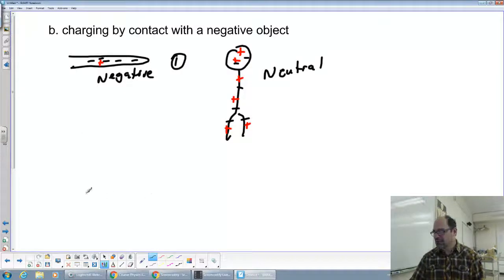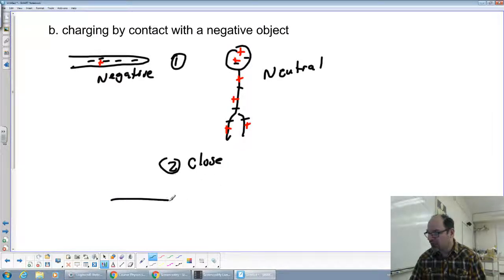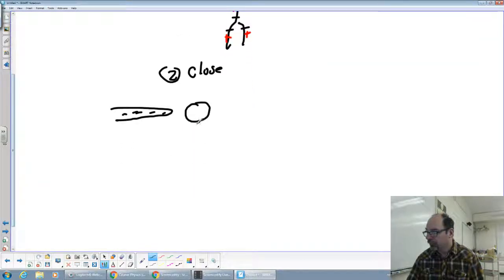Okay, if we bring it close, the negatives are going to repulse the negatives in here and push them down. So we're going to have some force in there. But the negatives that were here, the 3 negatives are going to get pushed down to the bottom. The positives don't move. So we'll still have 1 there, 1 there, 1 there, 1 there, 1 there, 1 there.